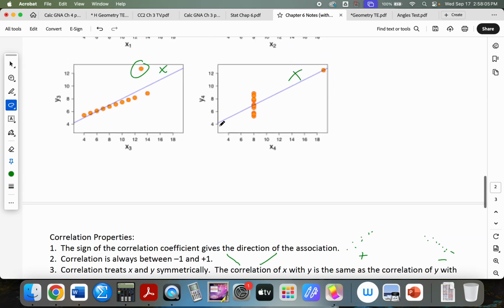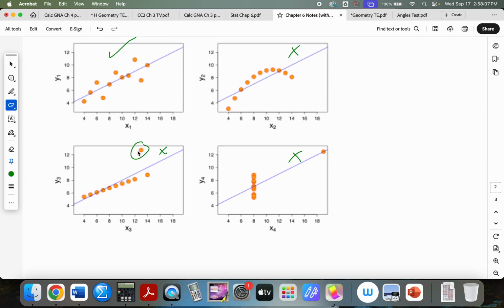By the way, back to this one. If we were to remove this point, the slope would decrease, but the correlation coefficient would increase because you don't have any that are a long way away from the line.